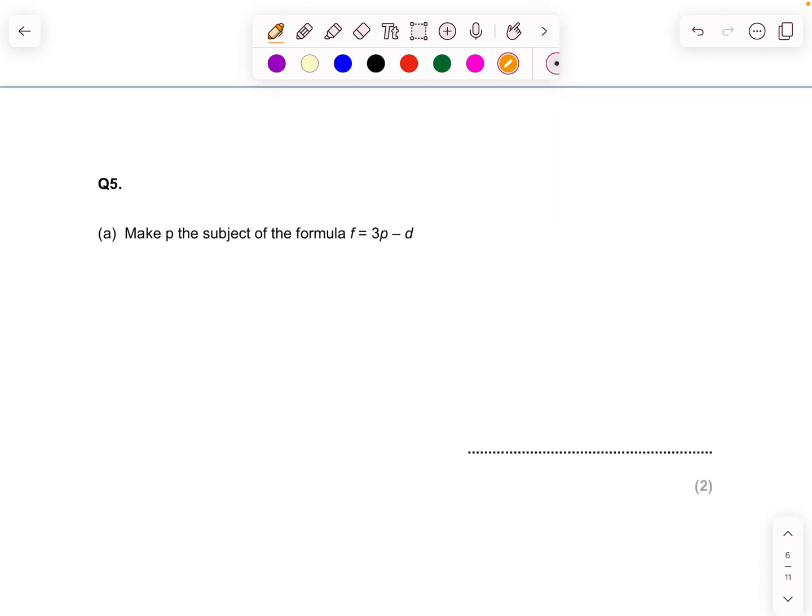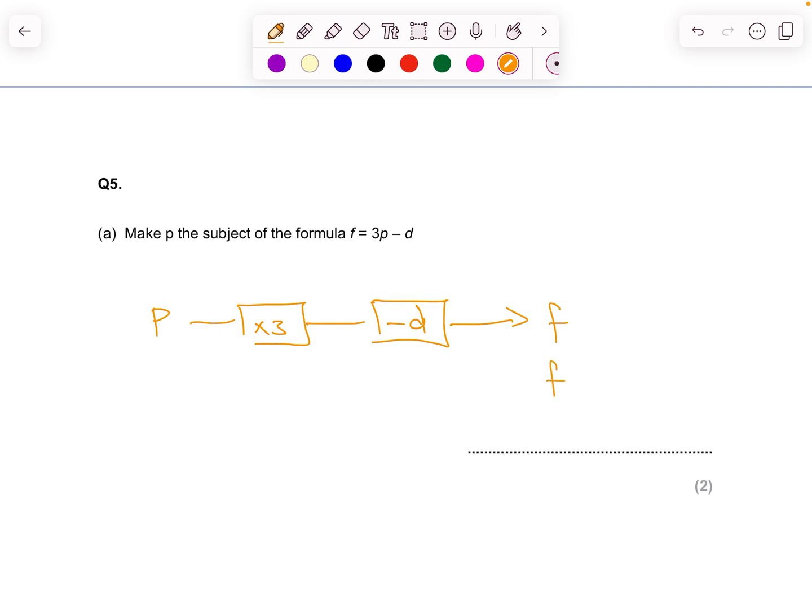Right, number 5, make P the subject of the formula. Again, lots of people struggled with this, so I'm going to do this the long way. You look at what's happening to P. What's happening to P is being multiplied by 3, then take away D. That leads me to F. That's what F equals, is P times 3 and then take away D.